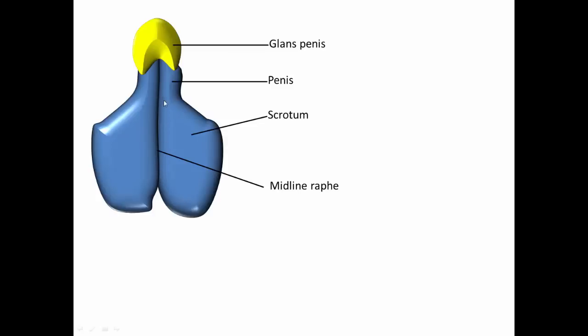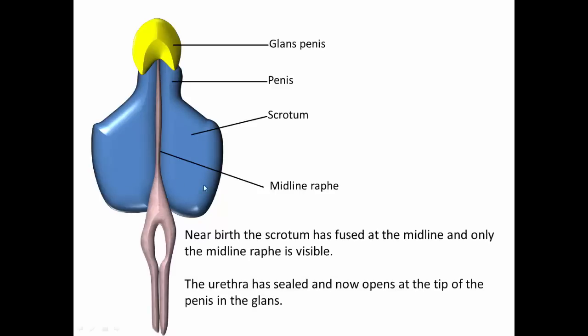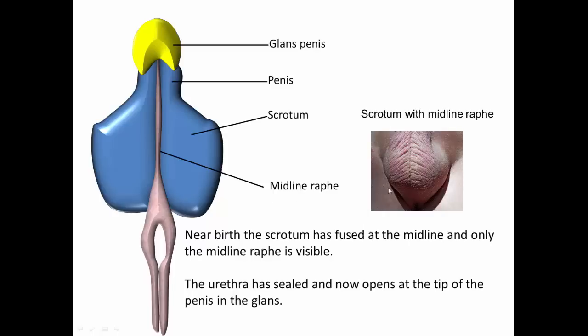And in fact, that line of fusion between the left and right labioscrotal swellings is going to persist later in life. And you can see it as something called the midline raphe. It's pretty obvious when we look at a newborn, particularly, you can see that scrotum here, and then there's the midline raphe that's joining it. And so that's where the labioscrotal swellings have fused.